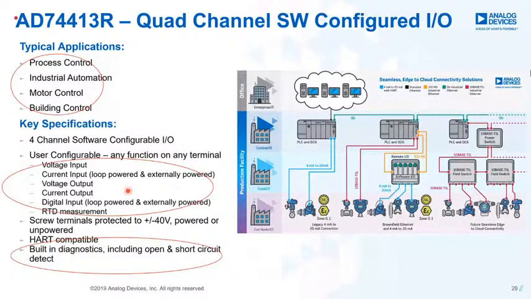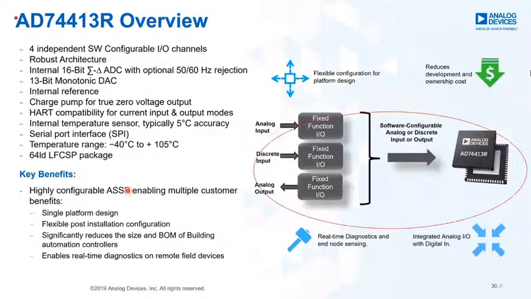Without this SWIO product, you may have to use fixed function IOs for your analog input, analog output, and discrete inputs. But with the 74413 coming into the picture, you have a single chipset to deal with. You configure this 74413 based on your system requirement for analog input, analog output, or discrete input configurations. And we use a 16-bit ADC and a 13-bit DAC inside the chip with the built-in voltage reference to handle all these functions.